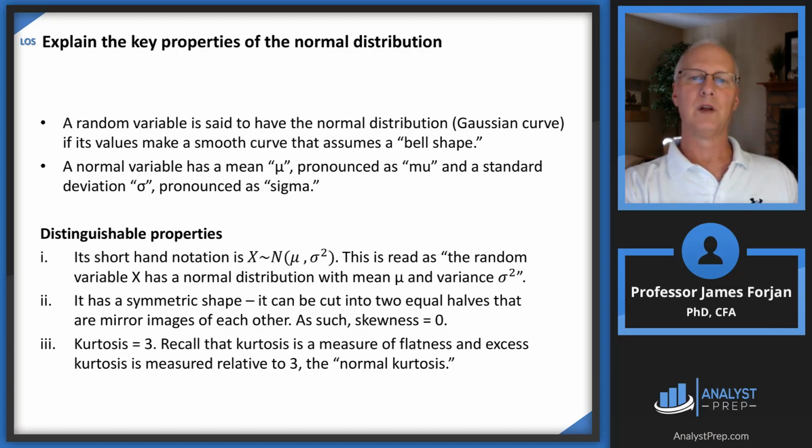We use the notation mu and sigma to stand for the mean and the standard deviation. And there are some distinguishing properties. A random variable has a normal distribution with a mean mu and a variance sigma squared. It has a symmetric shape, which means skewness is 0, and kurtosis is 3. Remember, kurtosis measures how tall or how flat the curve is around the mean. Kurtosis of 3 is normal kurtosis.